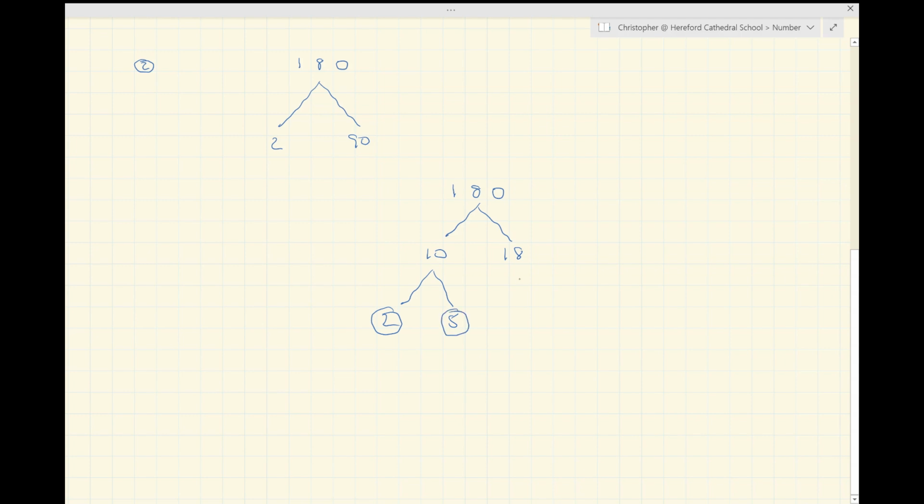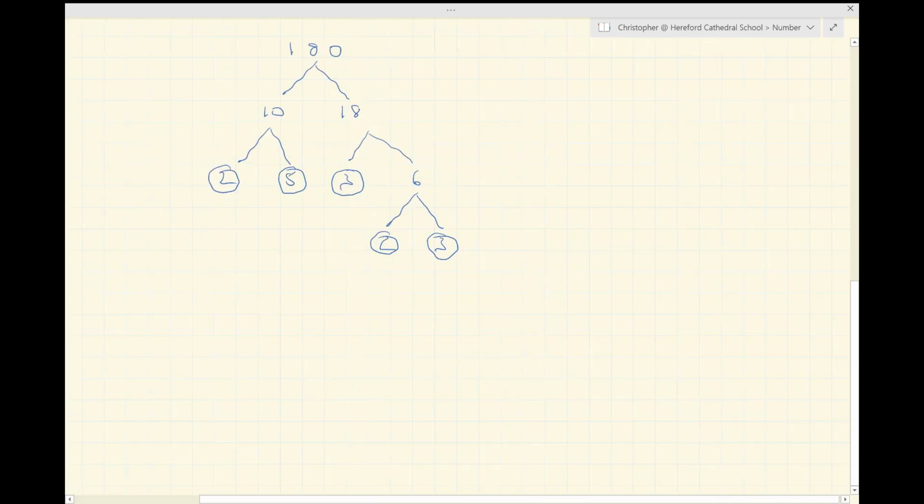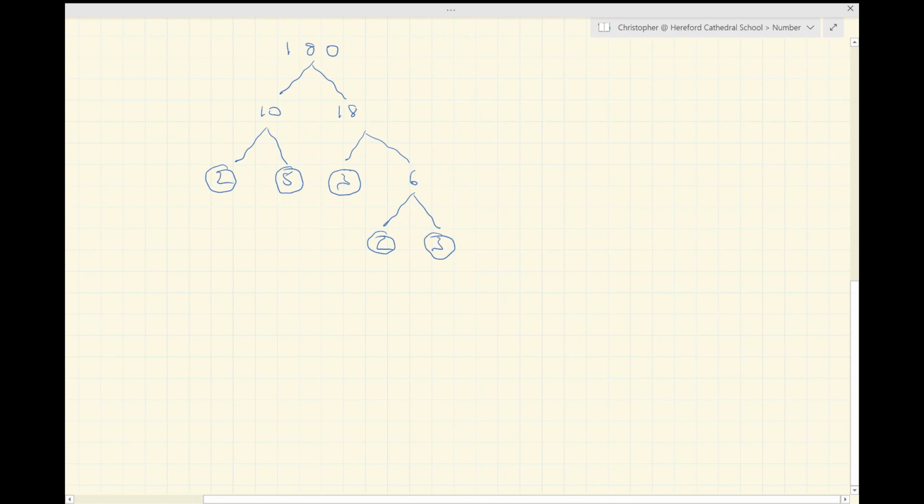Now, how could I split 18? Different ways, of course. I'm going to split it into 3 times 6. 3 is a prime, so I'll circle that. 6 isn't finished yet. It can change to 2 times 3. Now I've got, some of my students call them cherries, at the end of each of my branches because I've circled those prime numbers. So now I can write that 180 is, I've got 2 times 2 times 3 times 3 times 5.